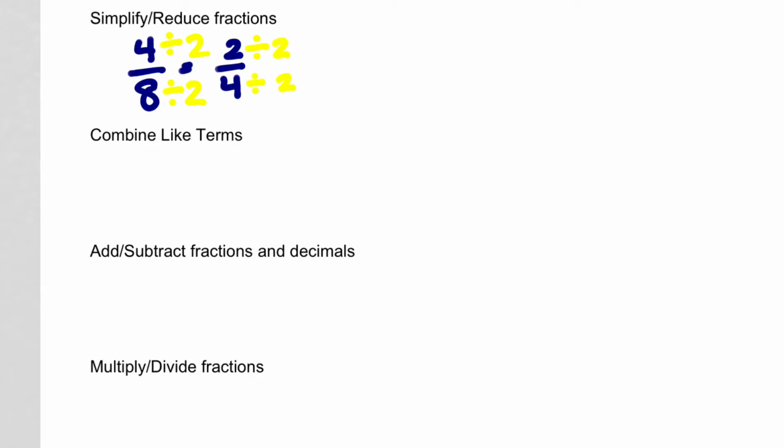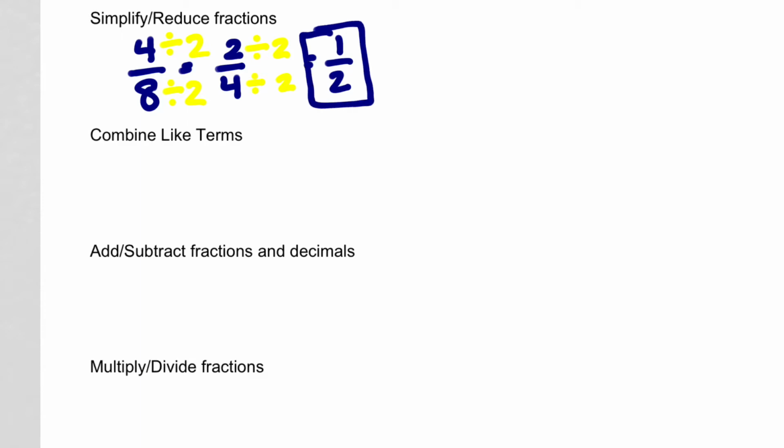Let me get that out of the way so I have room. I can divide them both by 2 again. So 2 divided by 2 is 1, and 4 divided by 2 is 2. And now they're not both even. 1 is the simplest of anything, so I know that that is now reduced.